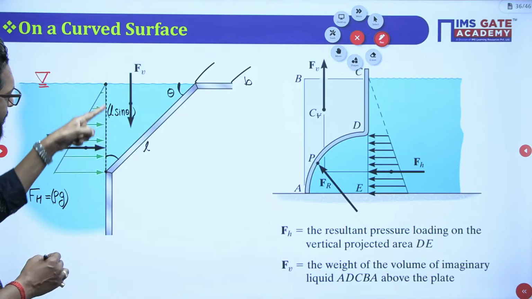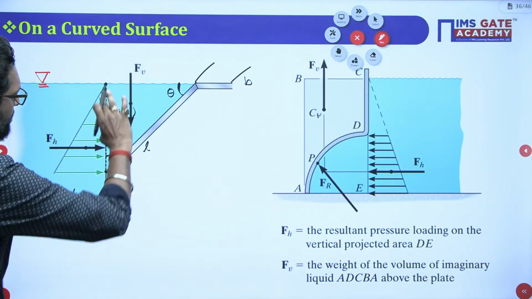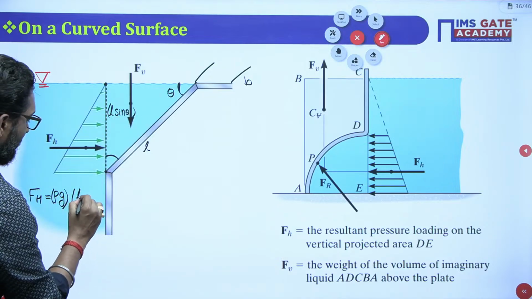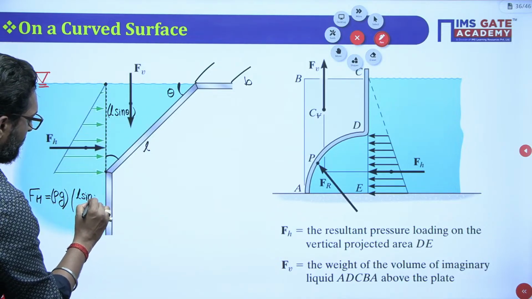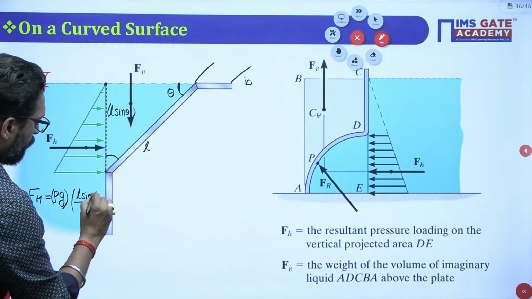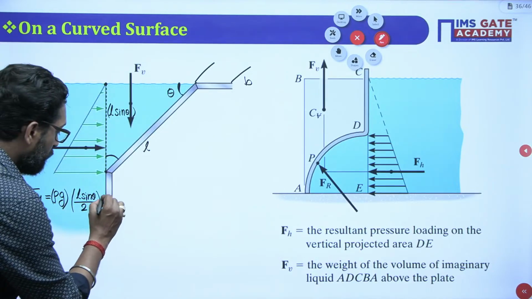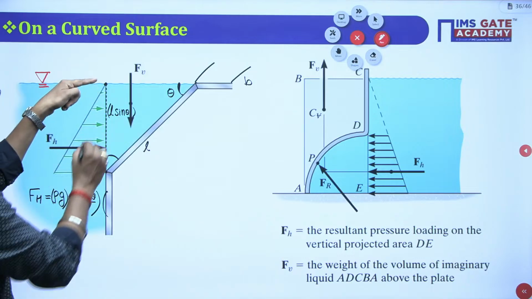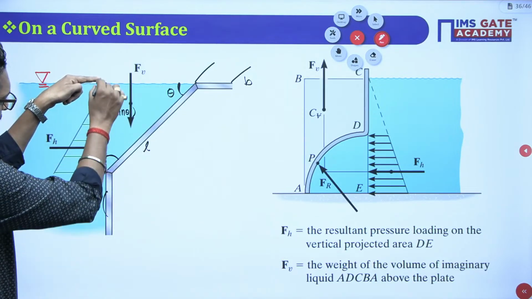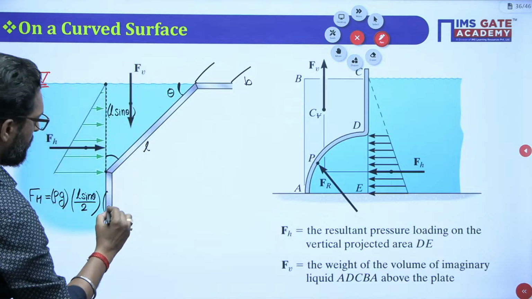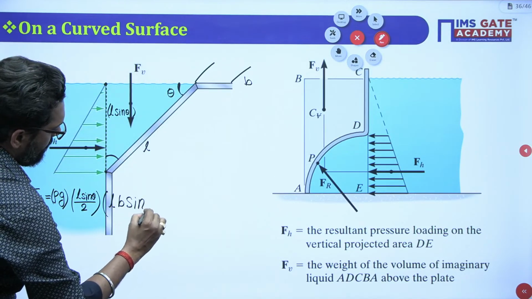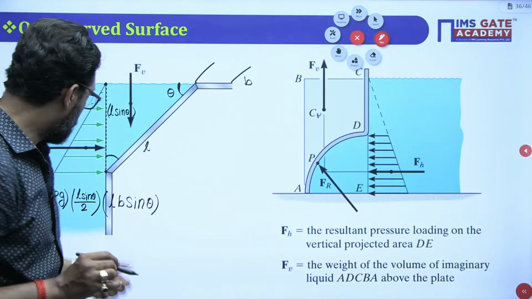So what is the CG? This height divided by 2, so L sine theta divided by 2. This is your CG, h bar, into the vertical projection. Let's suppose this is your vertical projection. This height is L sine theta, width is B. So L B sine theta. So this is your horizontal force.